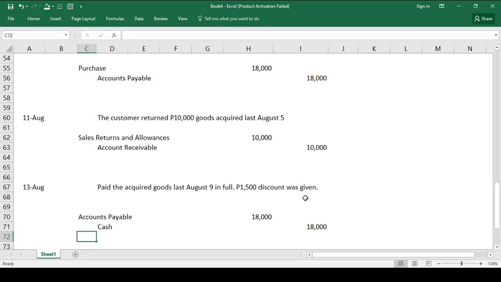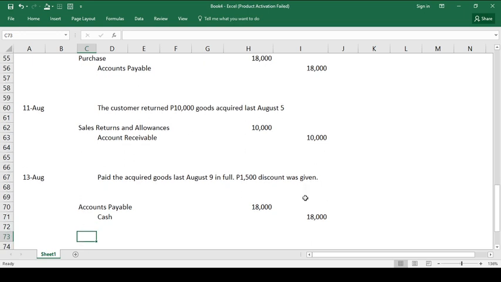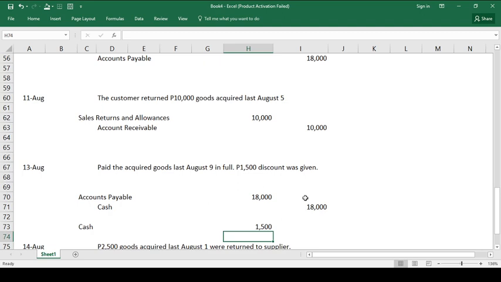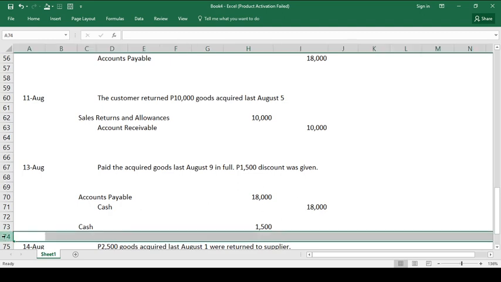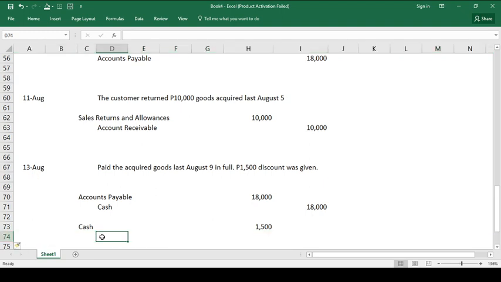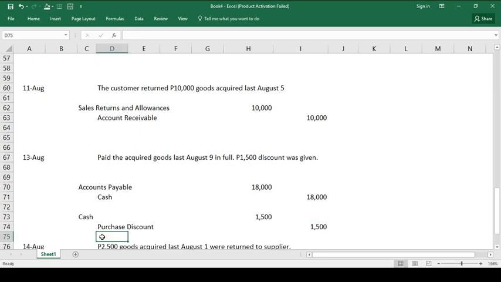And then, upon payment, binigyan po tayo ng 1,500 discount. So, how are we going to record this? Take note, binigyan po tayo ng discount, so ibinalik po sa atin ng supplier natin yung 1,500 kasi may discount nga po tayo. Kaya we debit cash, and then we will credit purchase discount of 1,500.